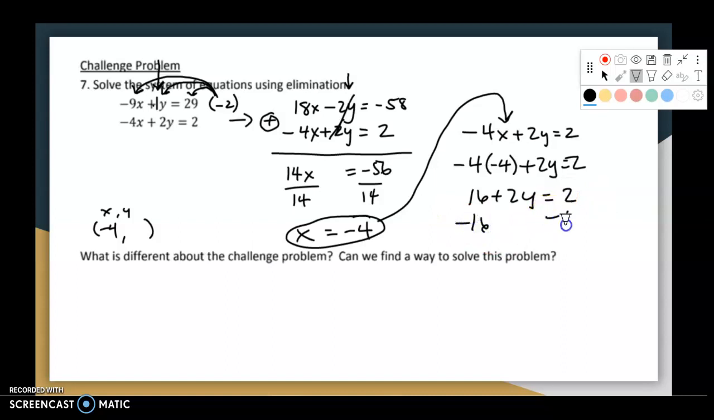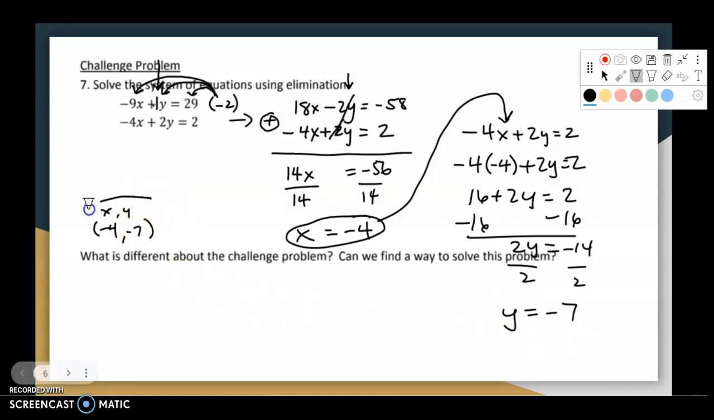Subtract 16 on each side. We have 2y equals negative 14. And then divide both sides by 2, and we have y equals negative 7. So my y coordinate is negative 7. So my solution is the point negative 4 for x, negative 7 for y. Okay, there is our first solution.